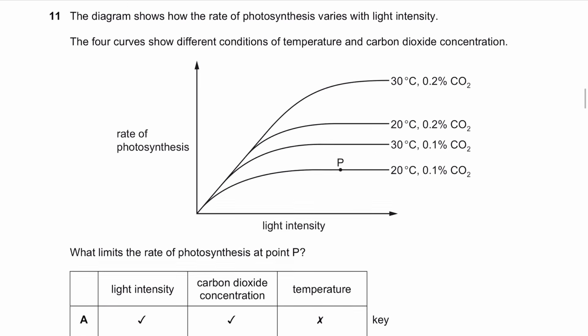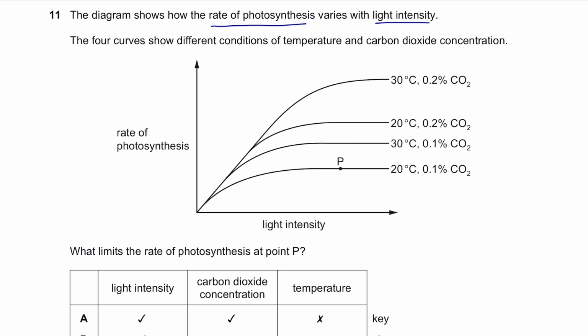Question 11. The diagram shows how the rate of photosynthesis varies with light intensity. The four curves show different conditions of temperature and carbon dioxide concentration. So starting from the bottom, we have 20 degrees, 0.1% CO2. Then the temperature increased to 30 degrees and the overall rate of photosynthesis increased. Okay, then compared to the first graph where it was 20 degrees and 0.1%, for the third graph, it increased to 20 degrees and 0.2%. So only the carbon dioxide concentration increased, but the rate of photosynthesis still increased.